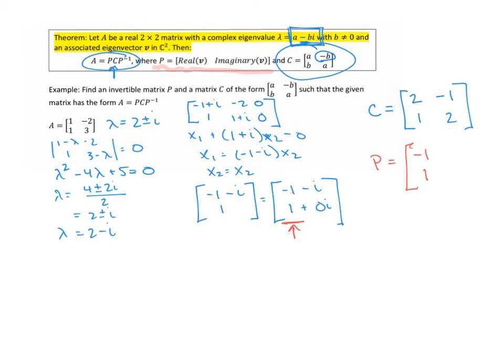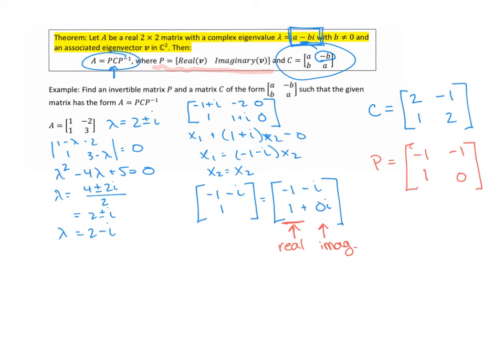So these coefficients here are going to be the real column. These coefficients are going to be the imaginary column. But we only need to put in the coefficients. So I'm just going to put -1 and 0. So we find P by looking at the eigenvector. The first column of P are the real parts of the vector, and the second column of P are going to be the imaginary parts. And by that, I just mean the coefficients.